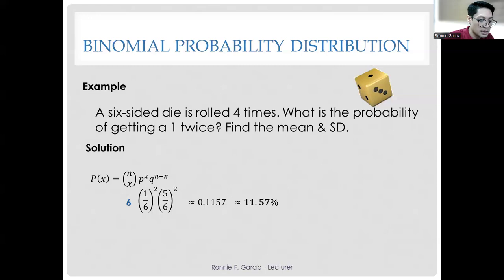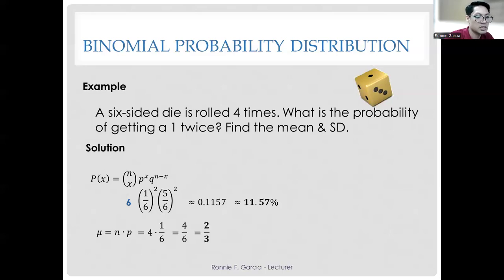How about the mean and the standard deviation? So now let's find out the mean. The mean is equal to n times p. So we will just simply substitute our values. Our n is equal to 4 times our p, which is 1 over 6, the probability of success, or the probability of getting a 1. That is equal to 4 times 1 over 6, or 2/3.